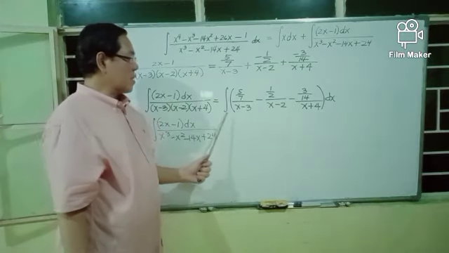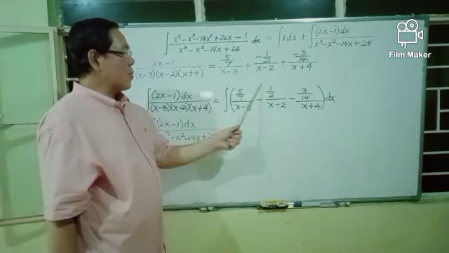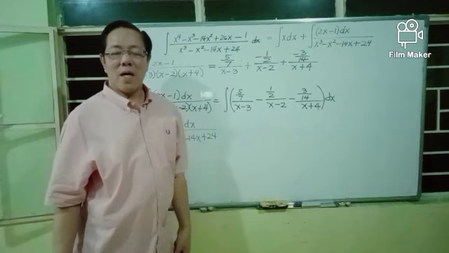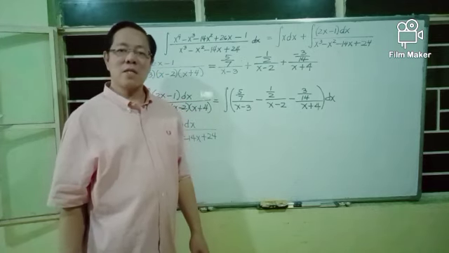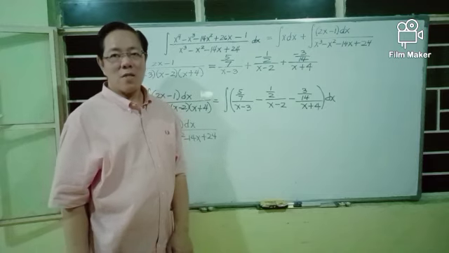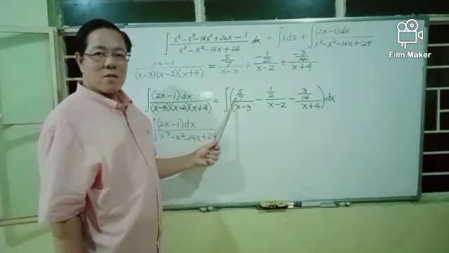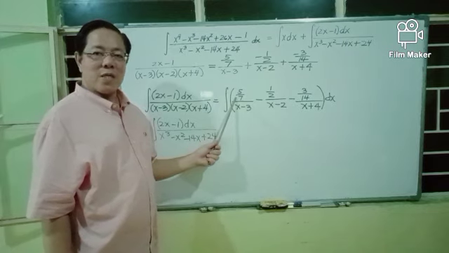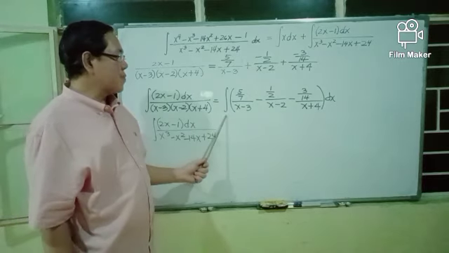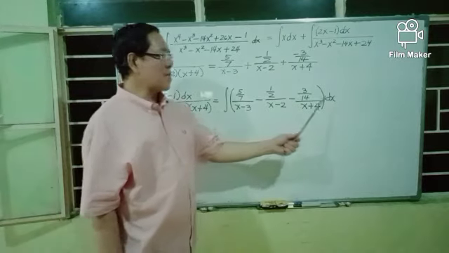At the right hand side, we get the integral of each term, but 5 over 7, 1/2, and 3 over 14 are constants, and we apply another integration rule that says the integral of a constant times a function is equal to the constant times the integral of the function. So we take this constant out of the integral sign. We write 5 over 7 times the integral of 1 over x minus 3 with respect to x.